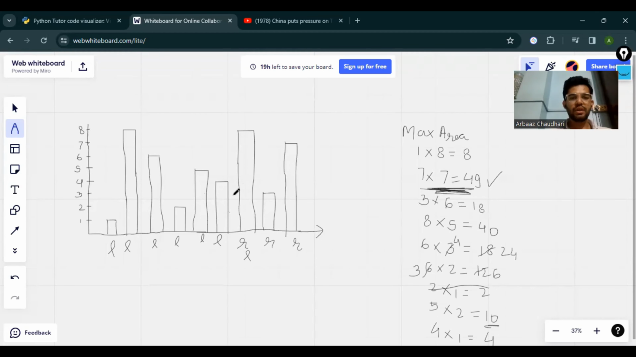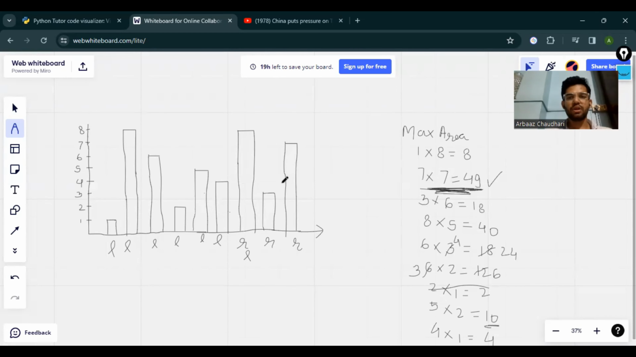Now water will be filled. So it is 4 and the width is 1. 4 multiplied by 1, which is 4. So we have got all these areas, and among them we will check which one is the highest. So here 49 is the highest. That will give us the answer, which is 49, which we saw in the test case also, that it was showing us 49.